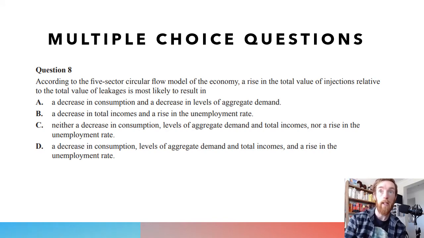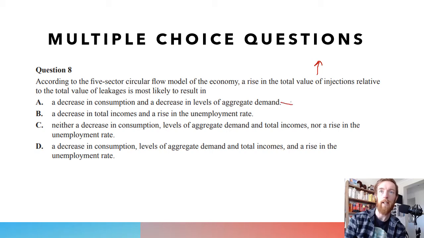So we're already thinking here, if we have an increase in the overall value of injections, so what's going to cause more aggregate demand, and so relative to the value of leakages, so it's increased by comparison to the value of leakages. So we don't know leakages have fallen, it just means that injections have increased by more than leakages have increased or fallen. So we just know there are more injections than leakages now, or we've moved in that direction. So if injections are increasing, what can we say from that based on these answers? So A, a decrease in consumption and a decrease in levels of aggregate demand. Well, if injections have increased more, aggregate demand is not going to decrease.